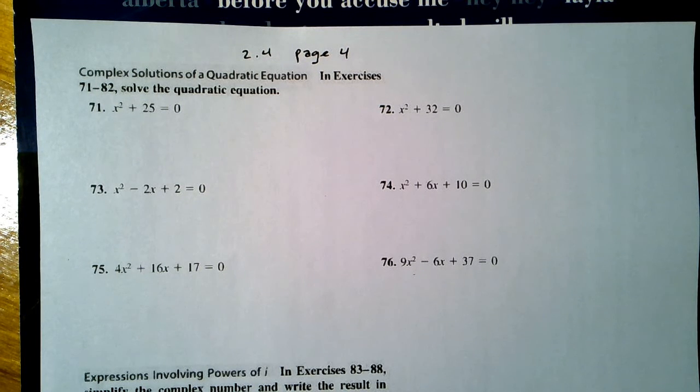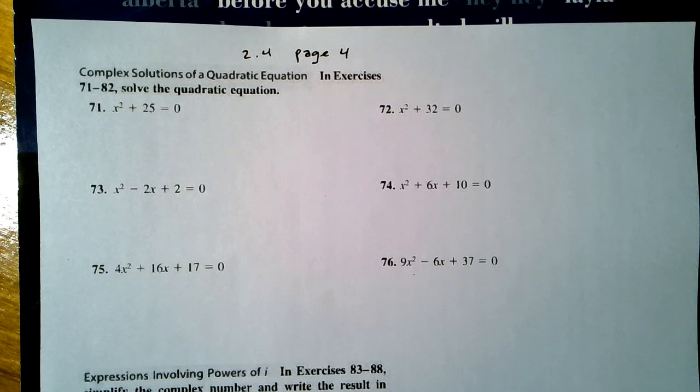Welcome to 2.4, page 4. If you've been paying attention to me the last couple sections, I've talked about how chapter 2 is really about finding zeros. So the whole study of i and imaginaries, the whole use of it for this course, is really right here in problems 71 through 76. Maybe I should have some more of these, but we're going to get more practice on this, believe me.